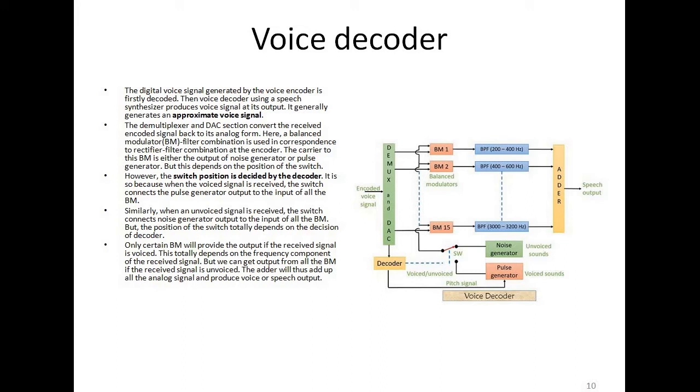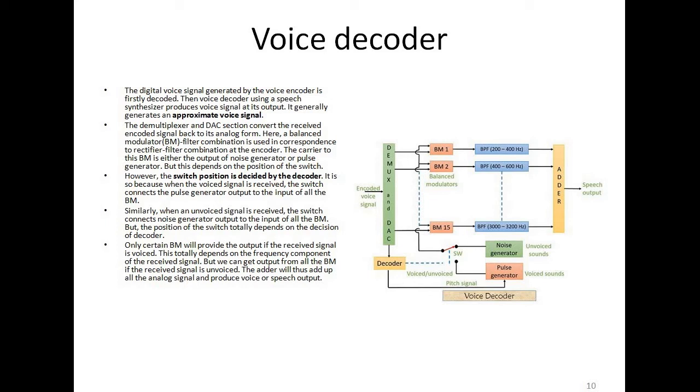Here the balanced modulator filter combination used corresponds to the rectifier filter combination at the encoder. The carrier to this balanced modulator is either the output of a noise generator or a pulse generator, but this depends on the position of the switch. However, the switch position is decided by the decoder.